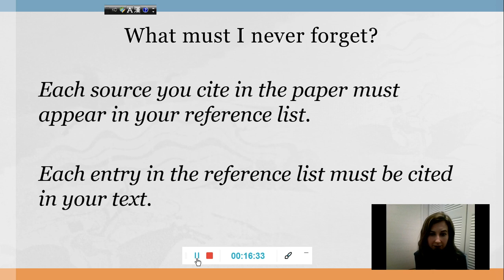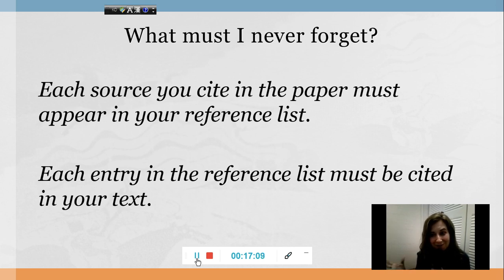Okay, so the very important things are: what must I never forget? Each source you cite in the paper must appear in your reference list. So do not take any information where you don't know where it comes from or you can't reference it, because you could get accused of plagiarism and just kind of academic laziness, I guess.